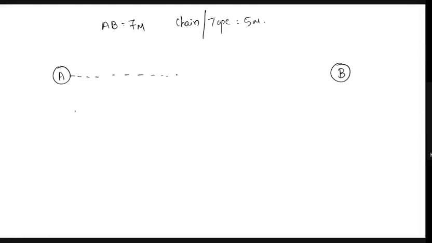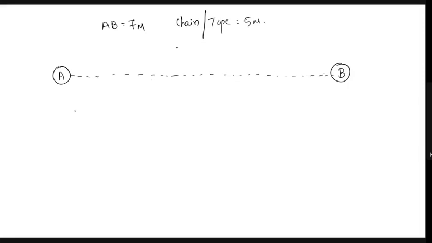Okay, see, the distance between A and B is how much? 7 meter, but my chain, or you can call it a tape, is 5 meter, correct? Now this is station A and this is my station B. Without ranging, I will construct a simple line which is absolutely straight between A and B.